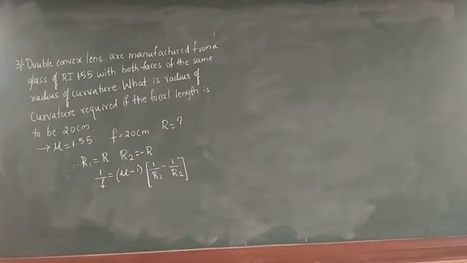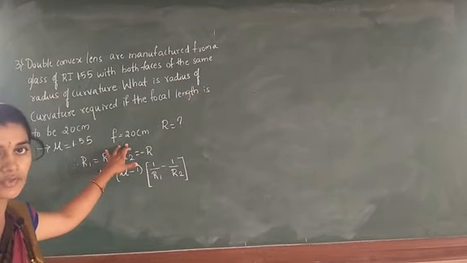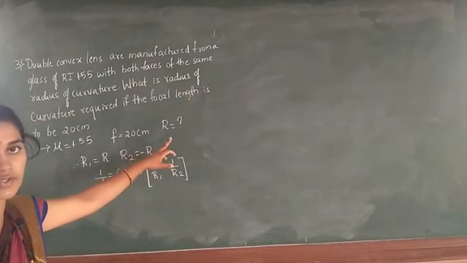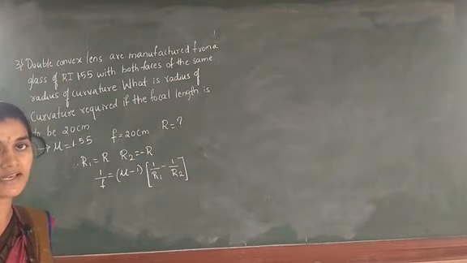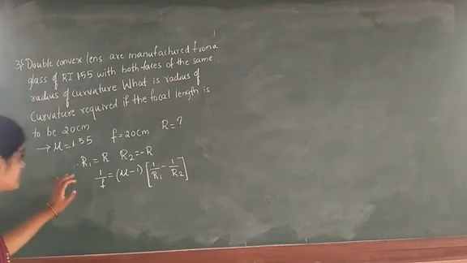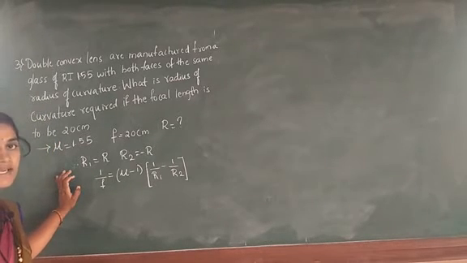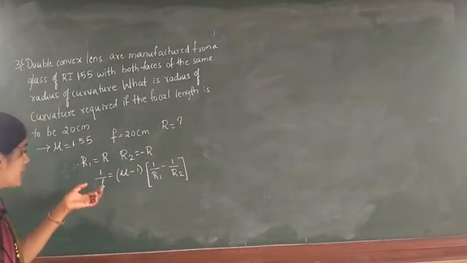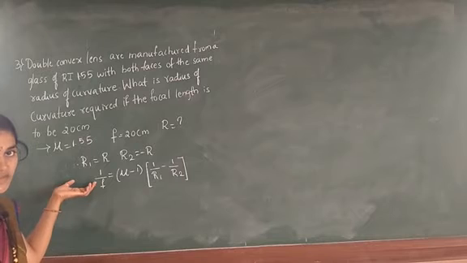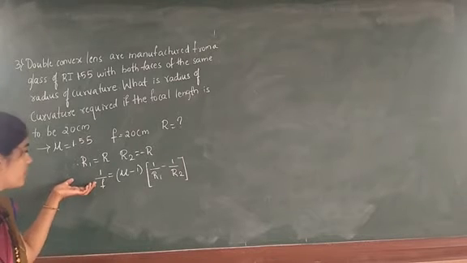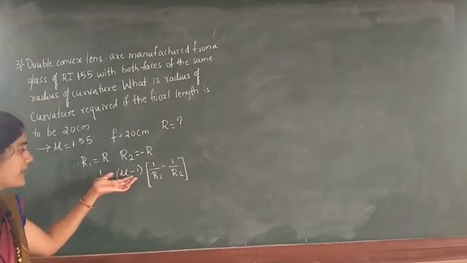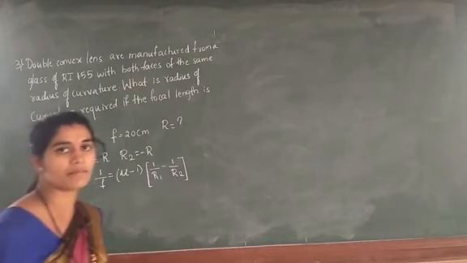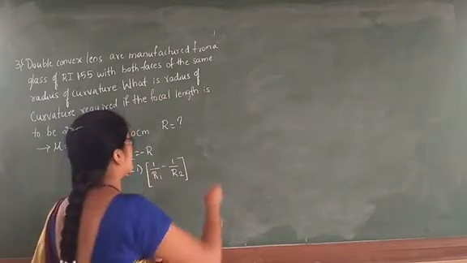The given terms are mu is equal to 1.55, f is equal to 20 centimeter, R is equal to question mark. R means the radius of the curvature. In this condition, R1 is equal to R and R2 is equal to minus R. The formula is 1 by f is equal to mu minus 1 into bracket 1 by R1 minus 1 by R2.